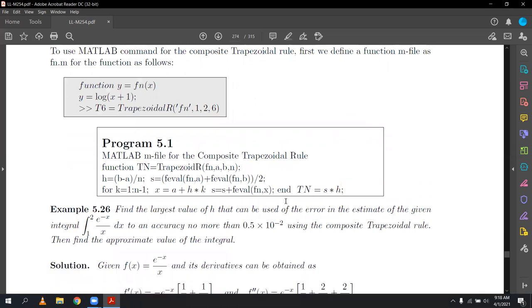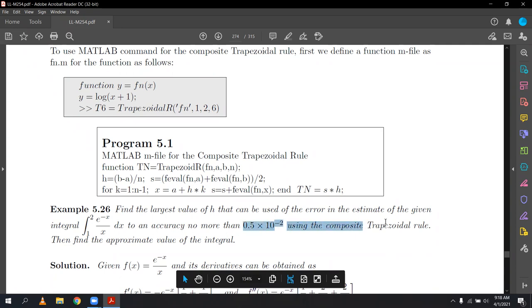Yeah, this is one I gave last time in the exam. This is a good example, please. He said: find the largest value of h that can be used so that the error in estimating the given integral, this is the given integral, with the accuracy given as this one, using the composite trapezoidal rule.